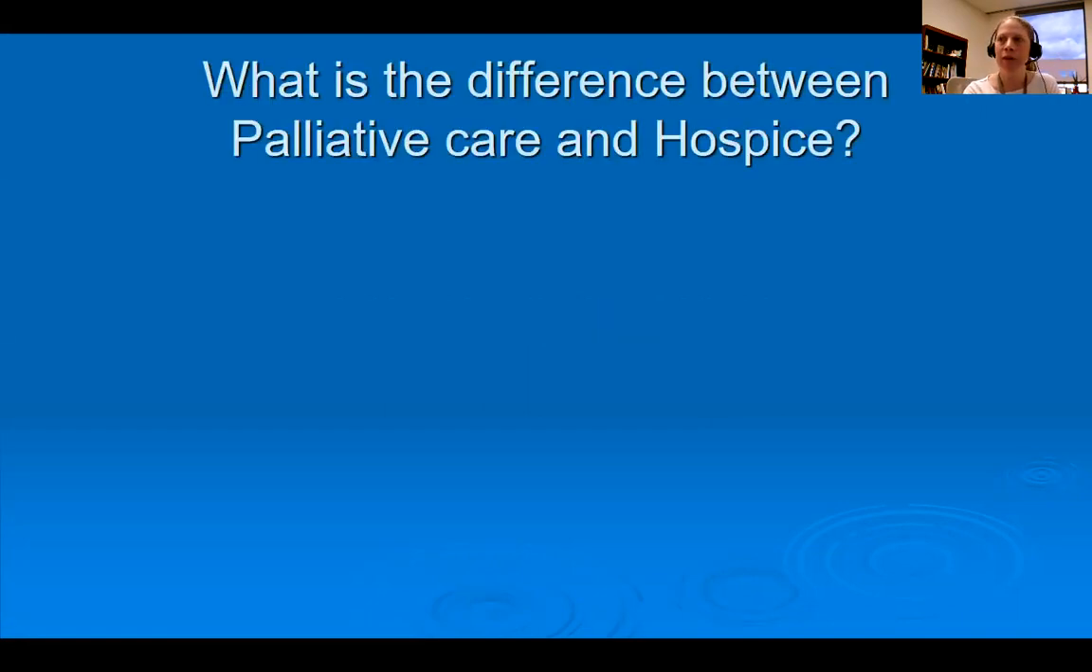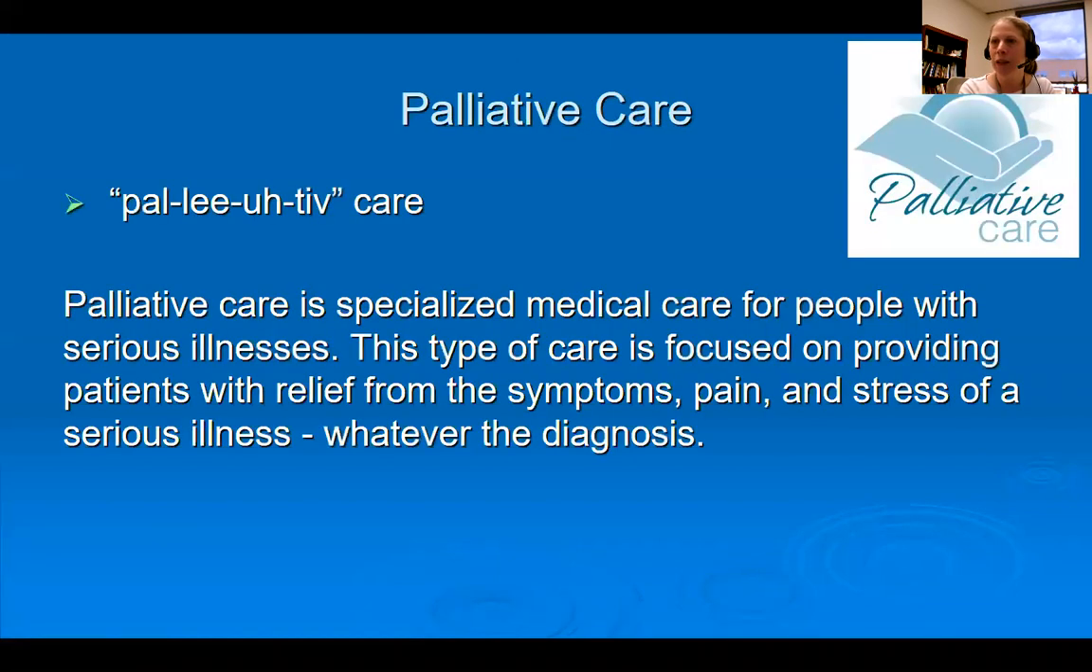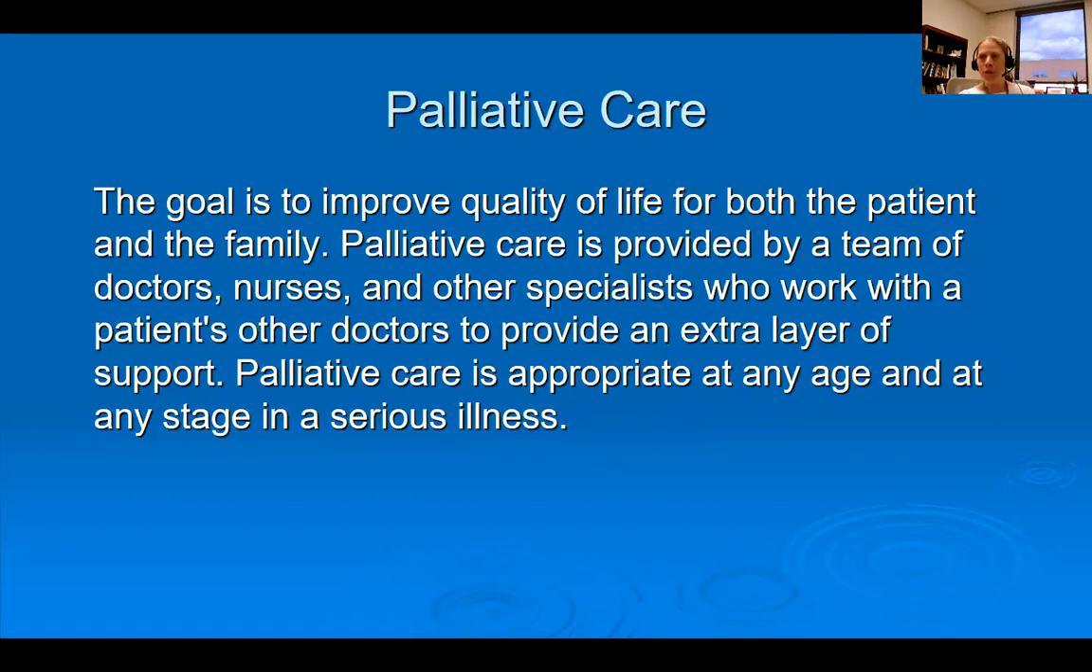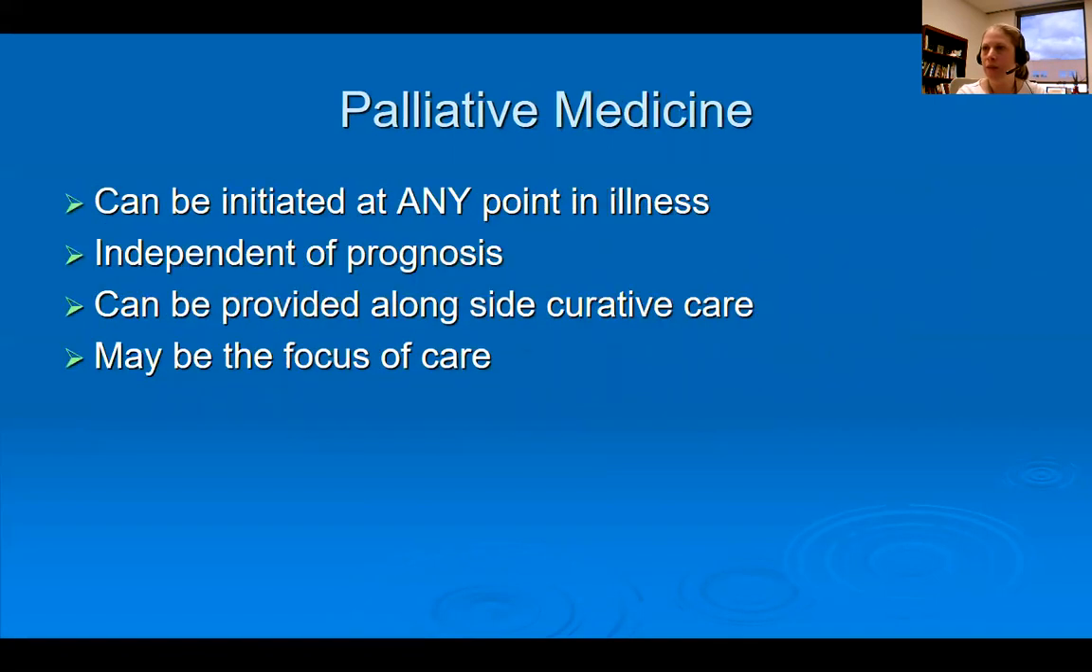So what's the difference between palliative care and hospice? Hopefully you guys have already done the intro to palliative care, and so you know what palliative care is, but we will go over that quickly. Palliative care is specialized medical care for patients with serious illness. It's a type of care that's focused on providing patients with relief from the symptoms, pain, and stress of serious illness, whatever the diagnosis. The goal is to improve quality of life for both the patient and the family. Palliative care is provided by a team of doctors, nurses, and other specialists who work with the patient's other doctors to provide an extra layer of support. Palliative care is appropriate at any age and at any stage in serious illness. It can be initiated at any point in the patient's illness. It's independent of prognosis and can be provided alongside curative care. Now, at the end of life, it may be the sole focus of care, and we do that a lot through the services of hospice.